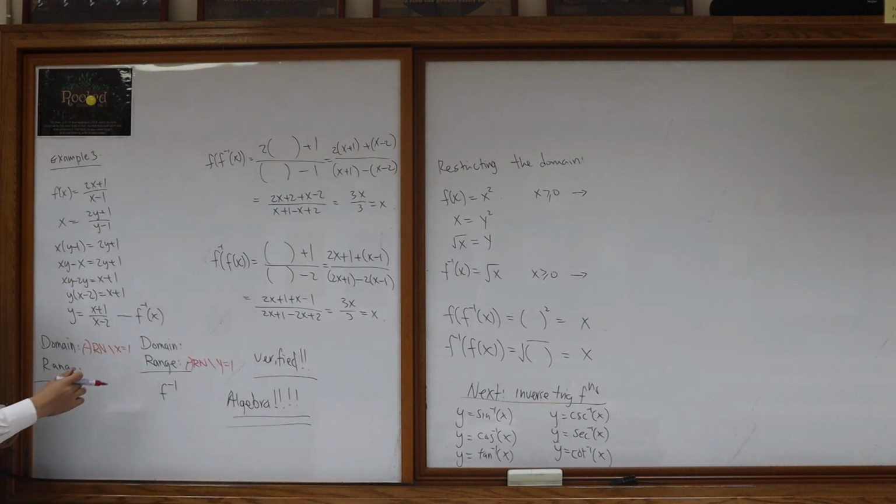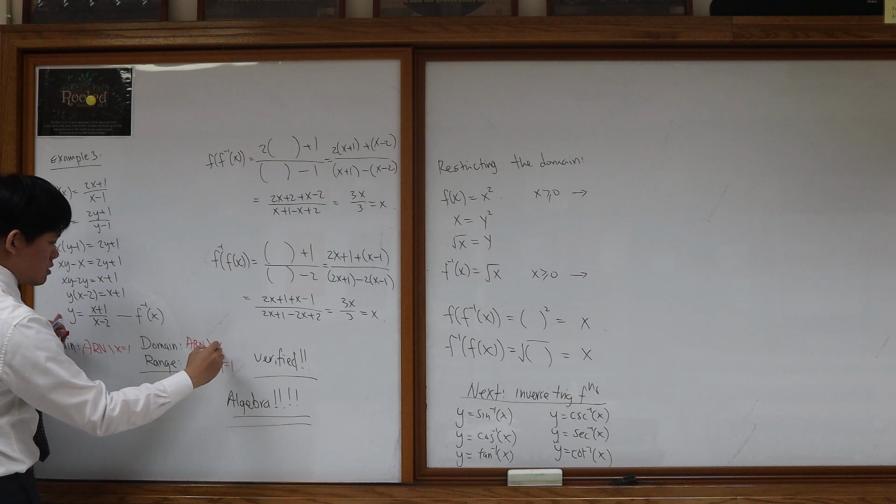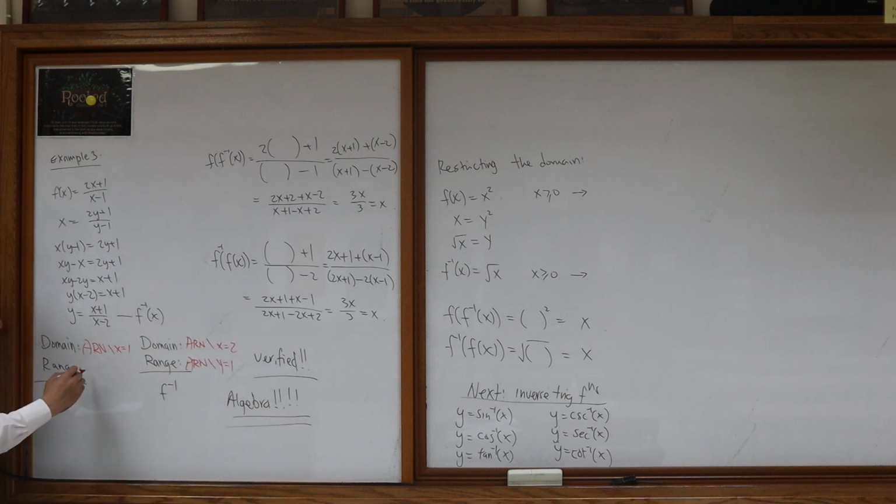Okay, just remember to switch your x and y. Now, for the domain of this one, it's going to be all real numbers except x is equal to 2. That implies the range for my original function is all real numbers except y is equal to 2.